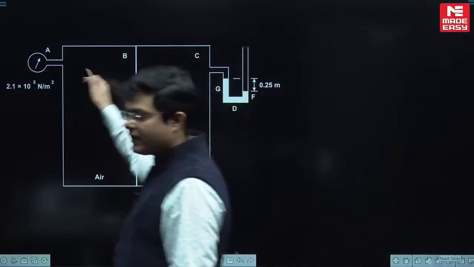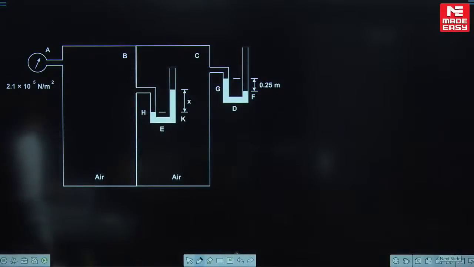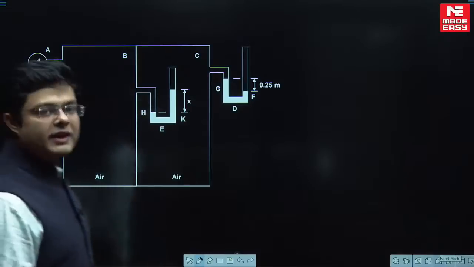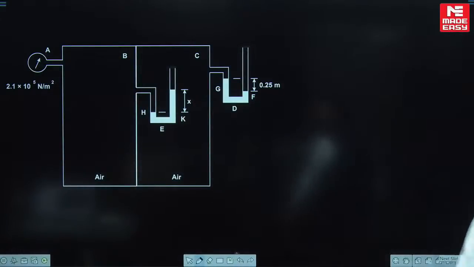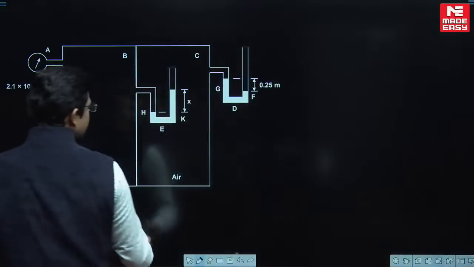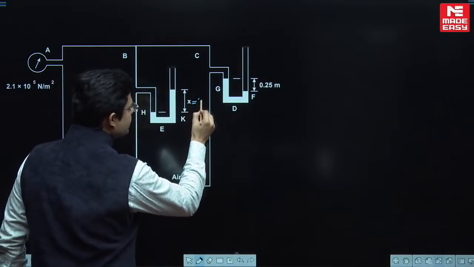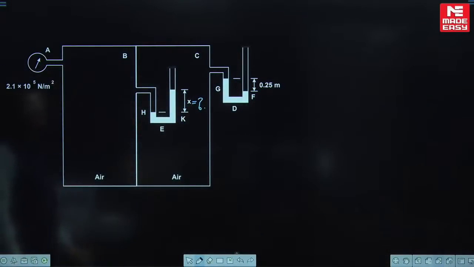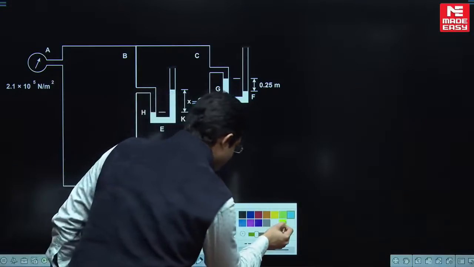So this is your diagram. Come on guys. I'm giving you 30 seconds of time. Just look at the problem. You need to find out the value of this x. Okay. Now, let us start.